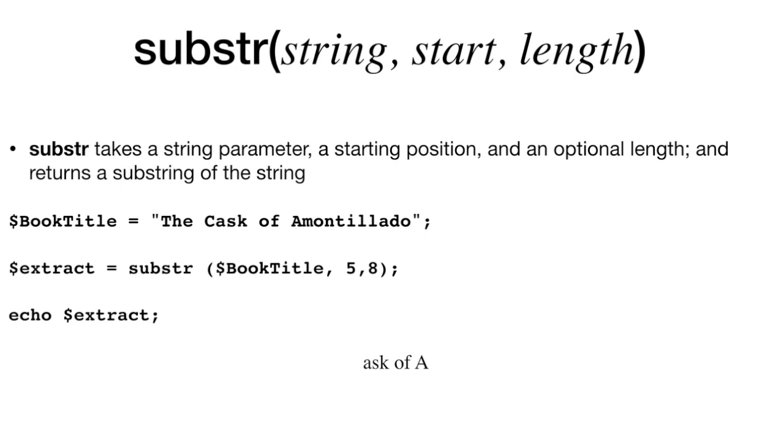So here we have in book title the same string again, the Casca of Amontillado. Now, an important point when we're dealing with substring, and with strings in general when we're counting them, is that the first character is always considered character number 0. So it'd be like 0, 1, 2, 3, 4, 5. So the fifth character here, for example, is a lowercase a.